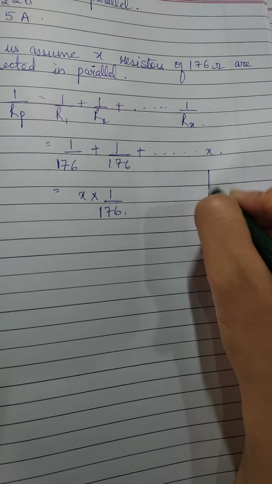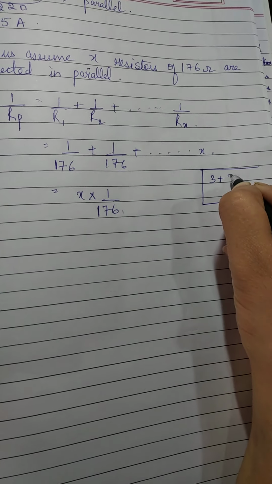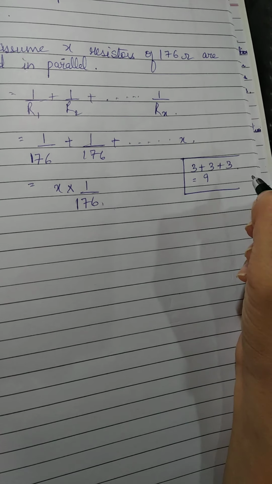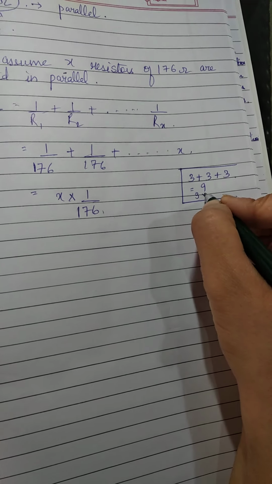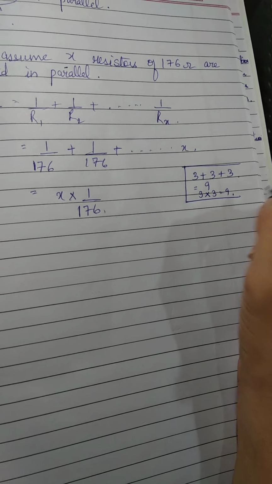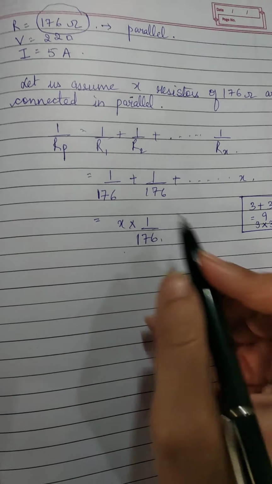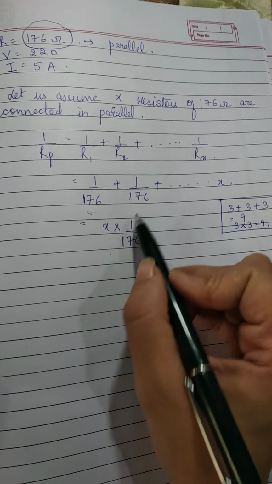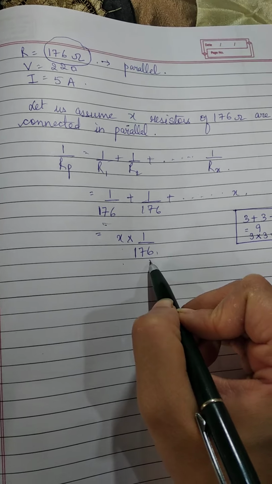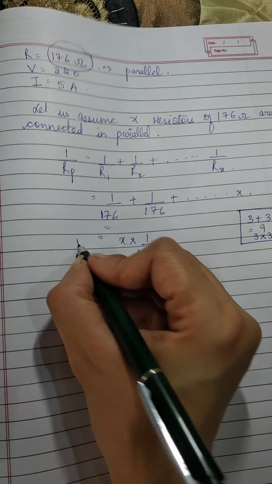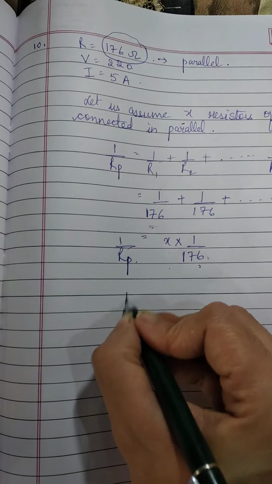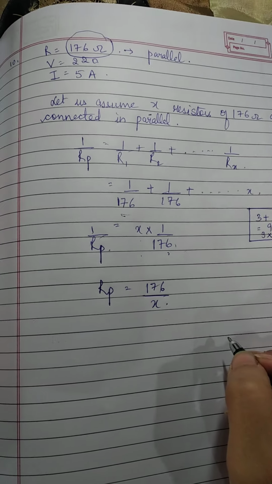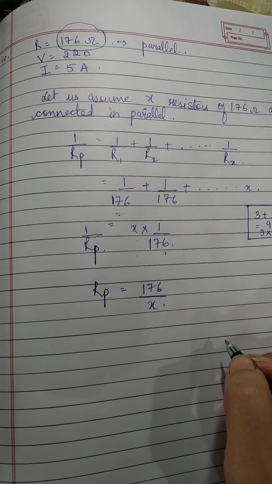Because let's say an example, if I am adding 3 times, I know I'll get the answer 9. Or I'm adding 3 times means 3 into 3 is also equal to 9. So this is the concept I've used here. I'm adding 176 X number of times. So its resultant is X into 1 upon 176. This is the value of 1 upon Rp. So Rp is 176 upon X. Right?